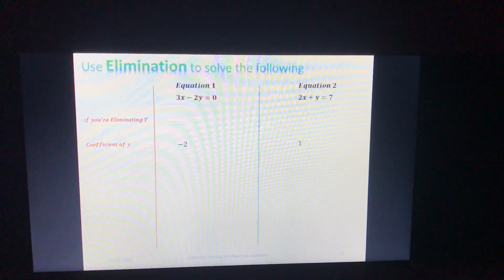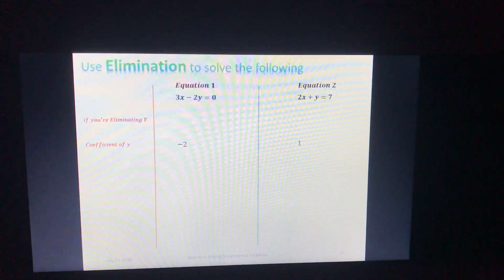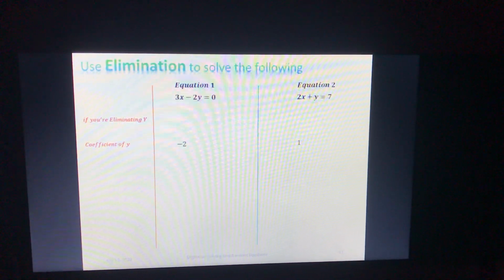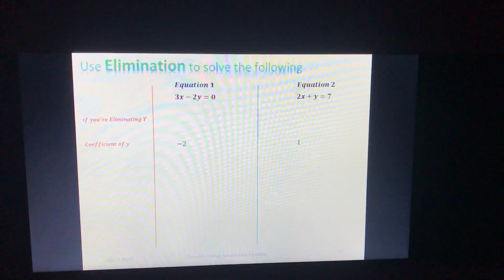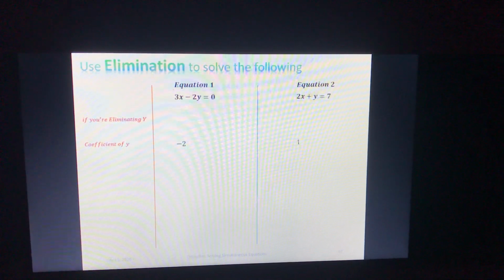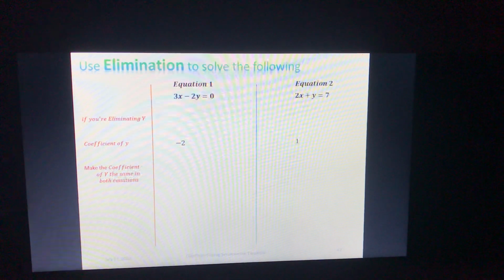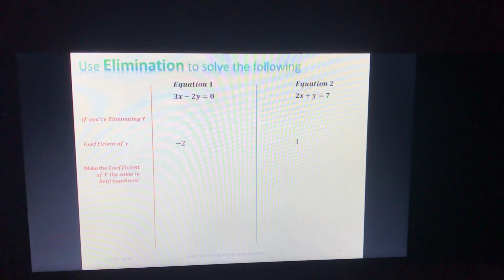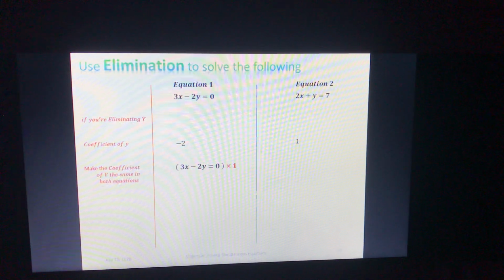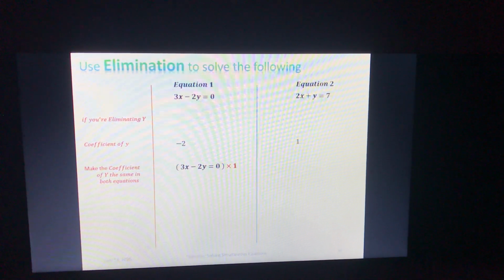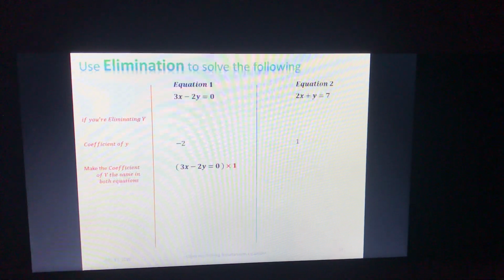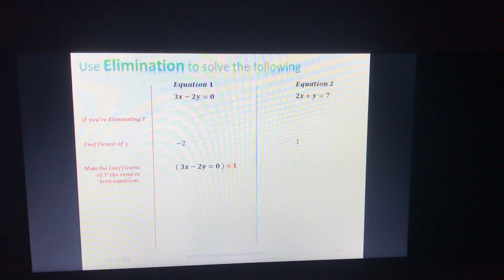So let's identify the coefficient of the variable that I'm trying to eliminate. The coefficient in the first equation is negative 2, and the coefficient in the second equation is 1. Now, make the coefficient of y the same in both equations. So we're going to do that. We're going to multiply the first equation by 1, but anything multiplied by 1 remains the exact same. And we're going to multiply the second equation by negative 2.